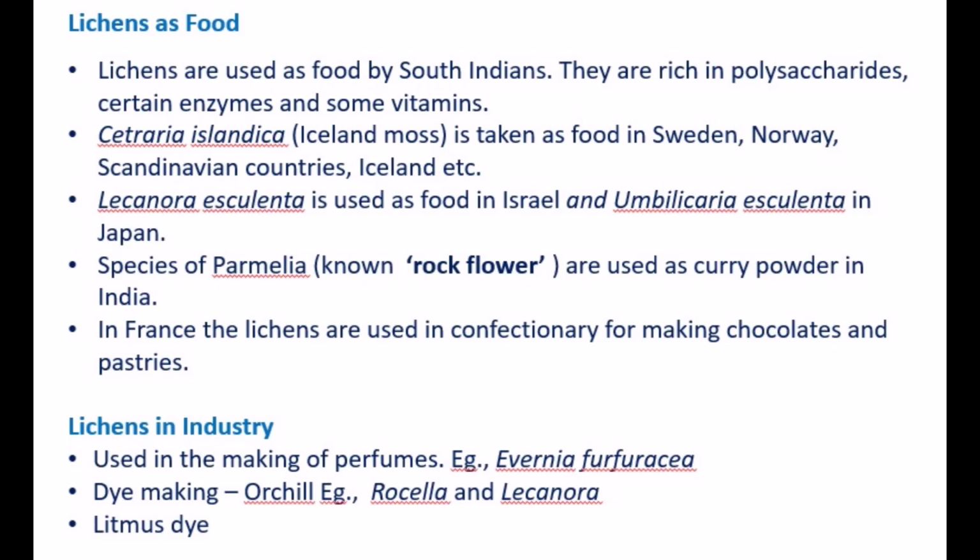Species of Parmelia, also known as rock flowers, are used as curry powder in India, while in France, lichens are used in confectionery for making chocolates and pastries. Lichens are also used in industrial requirements, like in the making of perfumes, making of dyes, Orchil, as well as litmus.